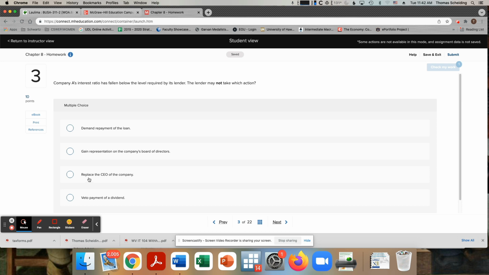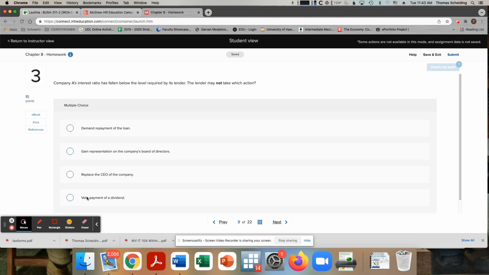Replace the CEO of the company? No, that one's an absolute no. Why? Because the CEO is appointed by the board of directors. So the only way you could remove the CEO is if the lender did gain representation, which could happen. You'd either have a loan document or the bank could convince shareholders and say, if you don't put us on the board, we're going to demand repayment of the total loan. The board may be forced to add bank representatives, but they wouldn't be able to directly replace the CEO. That is solely the responsibility of the board of directors.